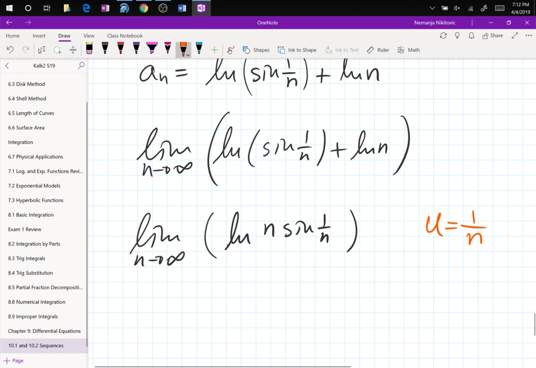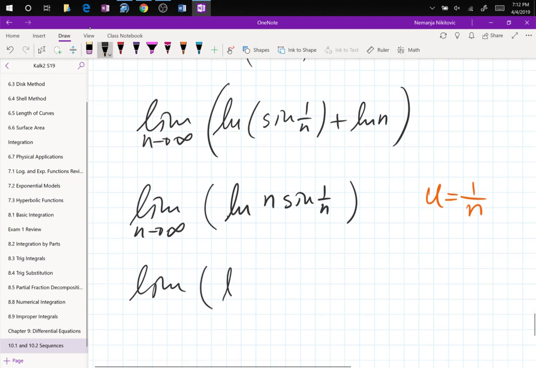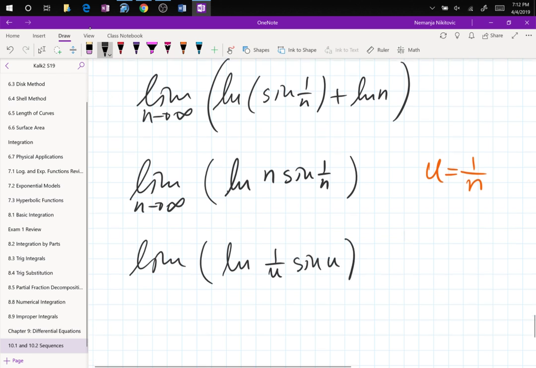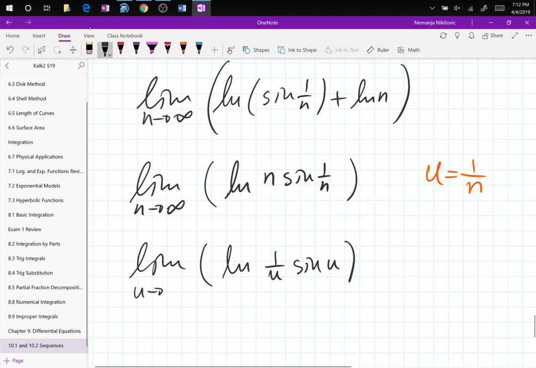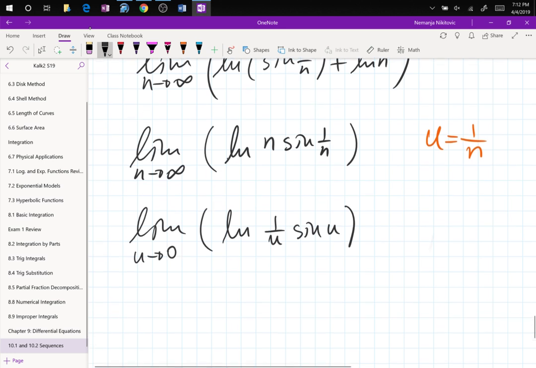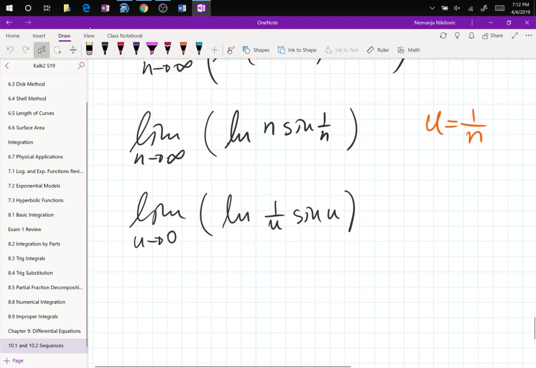Yes. Why? Well, we were fine with zeros and ones. Here is why. What happens here? You become ln of 1 over u times sine u. And now this u over here is going to go to 0. If n goes to infinity, u has to go to 0. You use substitution, and then you have your limit: u goes to 0 of ln of sine u over u.